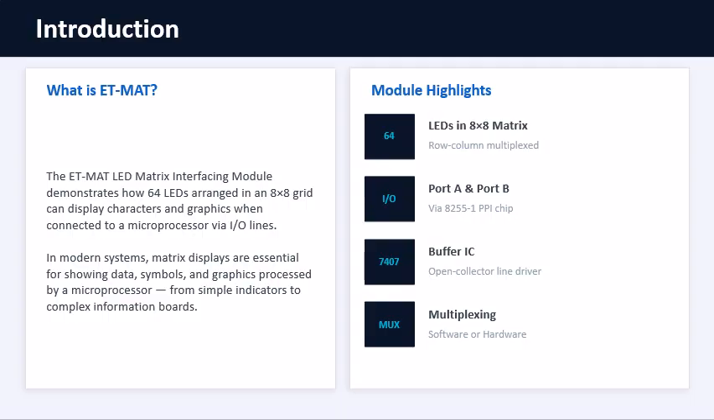Let's begin with the introduction. The ETMAT model demonstrates how 64 LEDs arranged in an 8x8 grid can be controlled using a microprocessor. Instead of controlling each LED individually, we use input-output ports through the 8255 PPI chip. LED matrix displays are widely used in real-world systems such as digital boards, indicators, and display panels. This model includes 64 LEDs arranged in matrix form, port A and port B for control, a 7407 buffer IC, and multiplexing techniques that efficiently drive the LEDs.